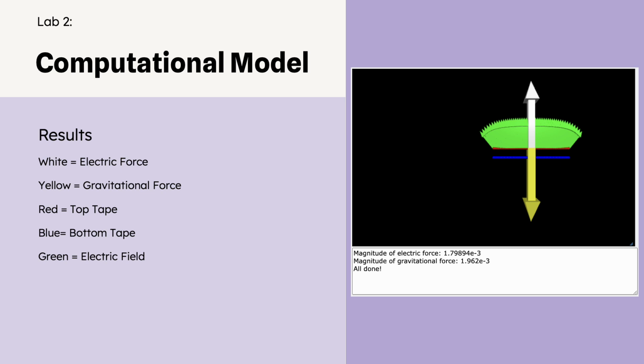And for a grand finale, here were the results of our computational model. You can see here that the magnitude of the electric and gravitational forces aren't exactly the same, but they are pretty close. So here the green represents our electric field from each individual little point charge that we created. The white is the electric force going this way. The yellow is gravitational force. This red tape, which you can't really see here, but it's right here, is our top tape, and blue is the bottom tape.